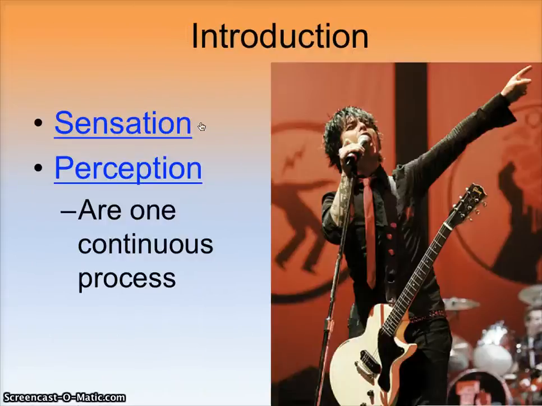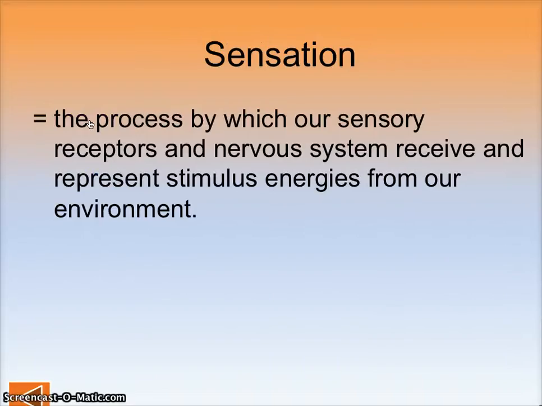Okay, so the first thing you need to understand is that sensation and perception are one continuous process. So sensation is the process by which our sensory receptors and nervous system receive and represent stimulus energies from our environment. So essentially, our sensory receptors take in energy from the universe, and that is how we are able to take in information about our environment. We then take that information and we interpret and perceive it.